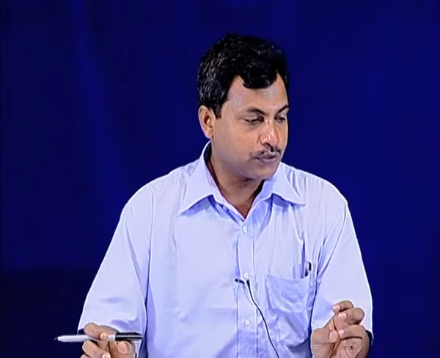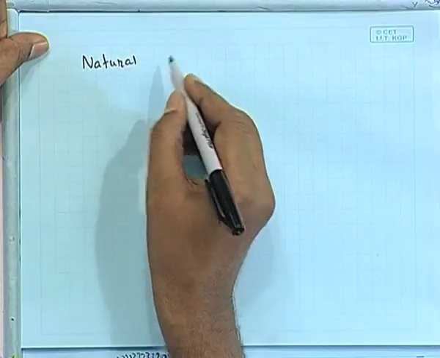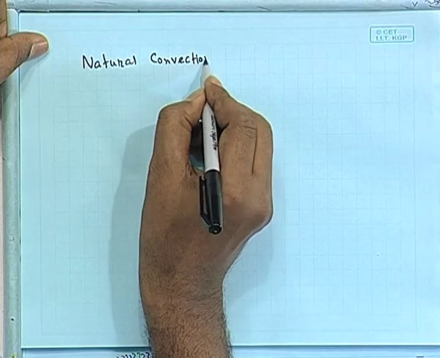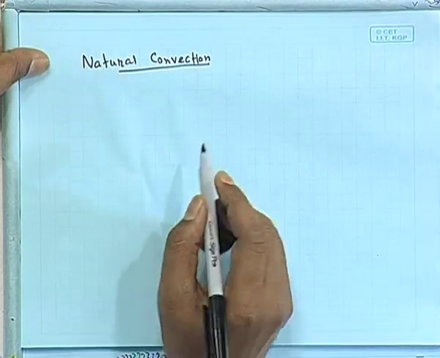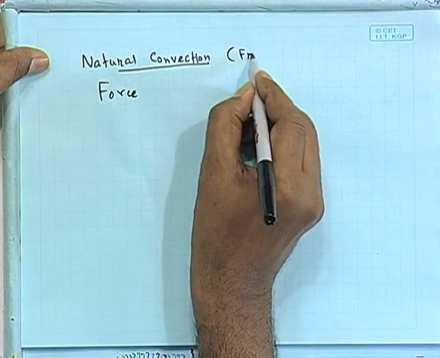Morning everyone. So, we will start with natural convection. Natural or free convection, they are the same, and whatever convection we have studied till now is basically forced convection. Now, the major difference between forced and free convection.